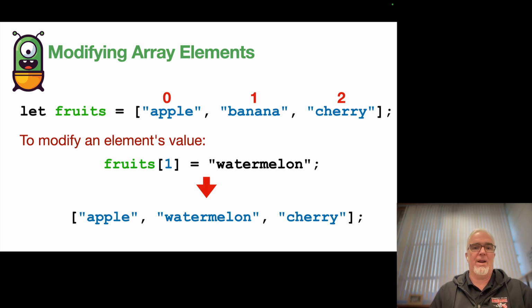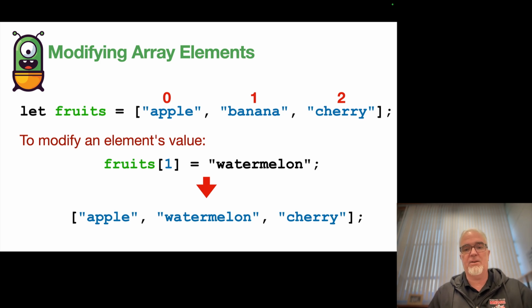And if you're thinking that the new array will look like this, apple, watermelon, and cherry, then you're correct. Because what I've done here is I've actually said, whatever is in spot one or index one of the fruits array, let's replace that with the value watermelon. And that's the easiest way. If you know the index of a value that you want to replace, that's the easiest and most direct way of changing the value of an array.